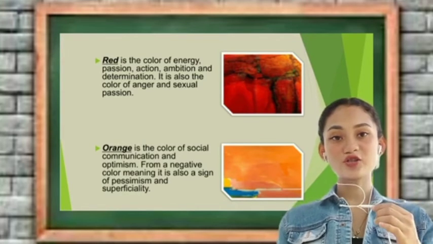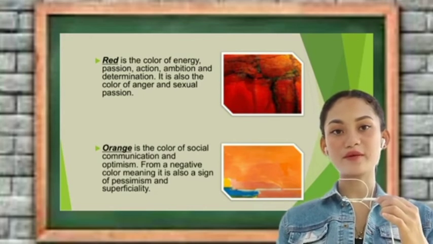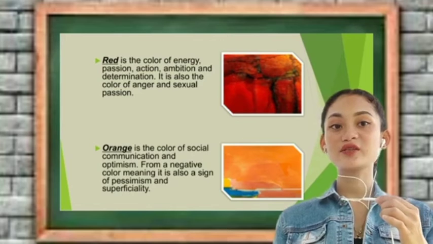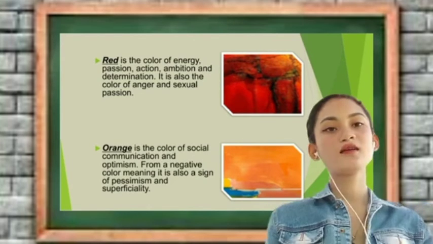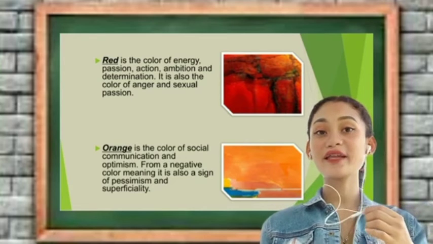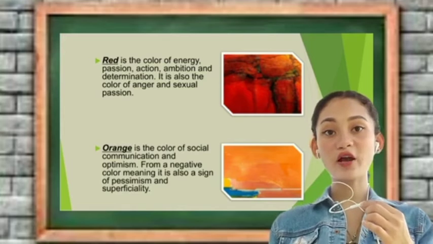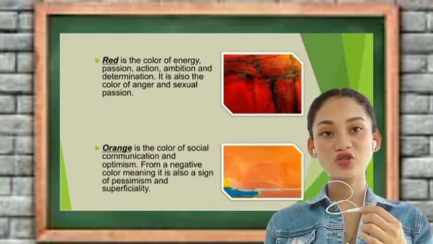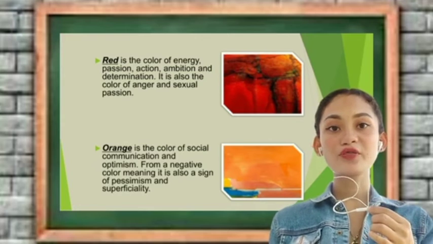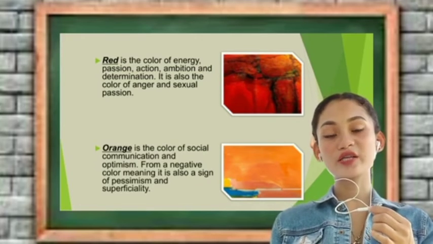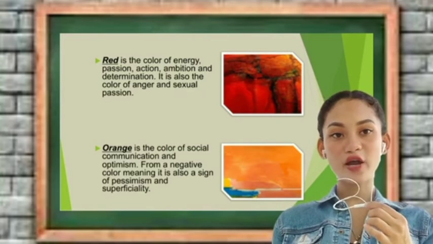And next is the orange color. Orange color is the color of social communication and optimism. From a negative color meaning, it is also a sign of pessimism and superficiality. And you know that the orange color can help to strengthen the lungs, spleen, and pancreas. It stimulates the heart, reproductive organs, digestion, raises appetite, and increases the body's resistance. Under its influence, body fluids are excreted. Otherwise, it gives a sense of pleasantness, joy, and well-being.